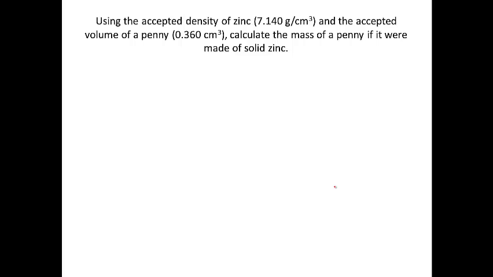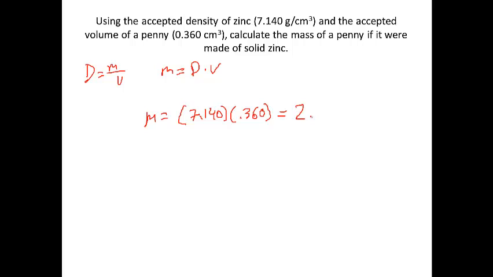And the next question, using the accepted density of zinc and the accepted volume of a penny, calculate the mass of the penny if it were made of solid zinc. So now we're going to look at density. Remember, density is mass divided by volume. We're trying to solve for mass, so mass is going to be density times volume. Multiply both sides by volume. So in this case, our density is 7.140. Our volume is 0.360. So 7.140 times 0.360, we get 2.57 grams. So we're saying if the penny was all zinc, it would be 2.57 grams.